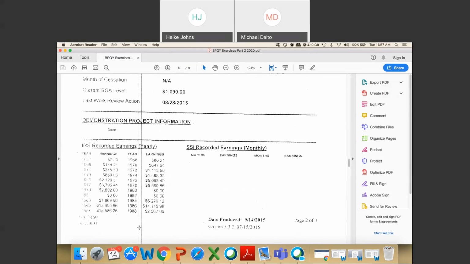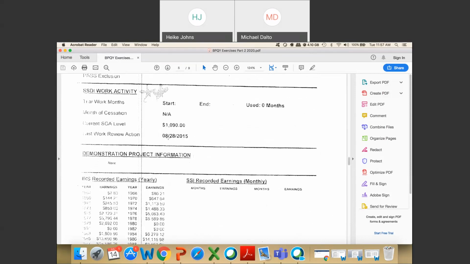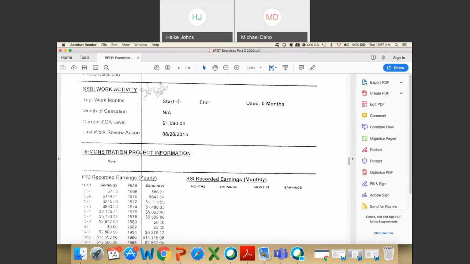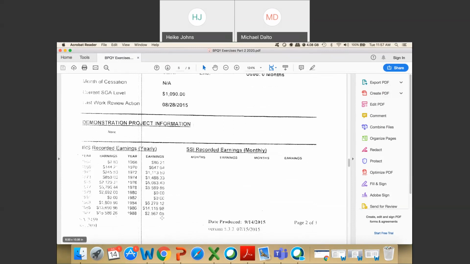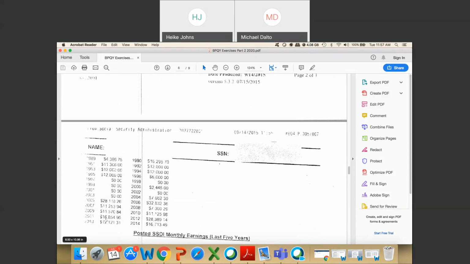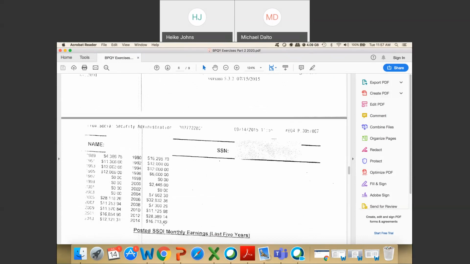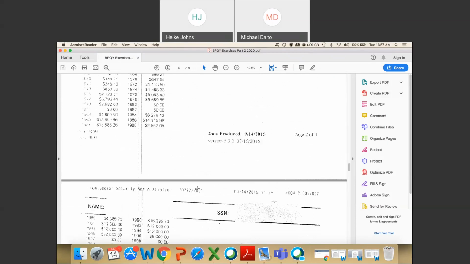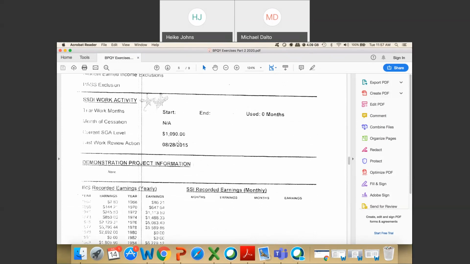You'll also note that there was a work review action with a date of August 28th, 2015 listed. Now, since there are no trial work months appearing, even though we can tell from the IRS recorded earnings that this person was earning enough in 2013 and 2014 to use trial work period months, that tells us that the last work review action date is probably the date that the work review action started, but it hasn't been completed yet. If it had been completed, we would see trial work period months having been used, most likely all 9 of them.